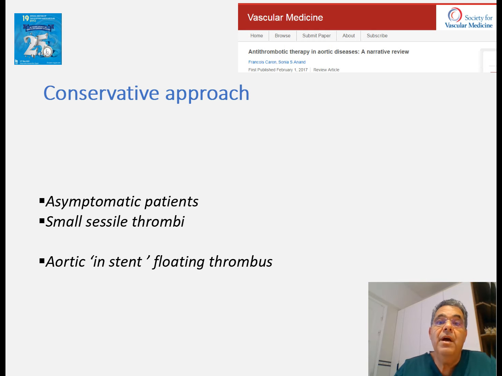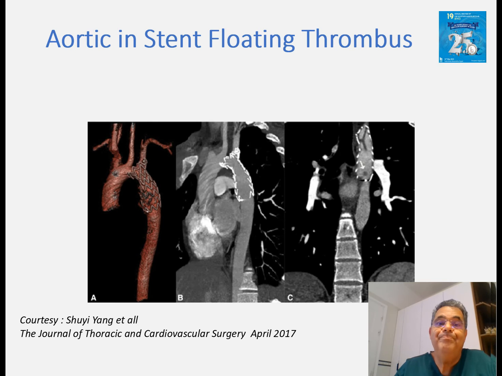The conservative approach, by medical treatment of antithrombotic therapy in aortic disease, can be used for asymptomatic patients, for small sessile thrombi, and for aortic in-stent floating thrombus, which is a quite difficult problem to deal with a new endovascular procedure. Like in this case published by Yang in 2017, you can see the angiogram with a huge thrombus on the T-bar.